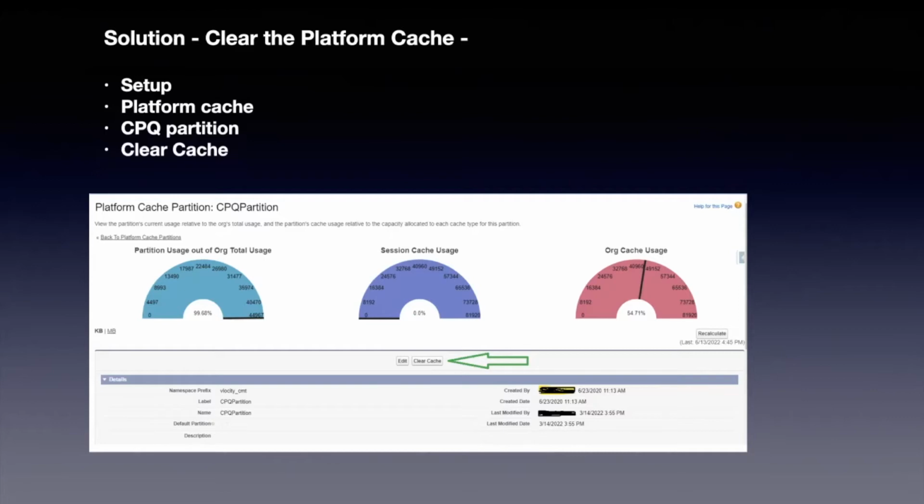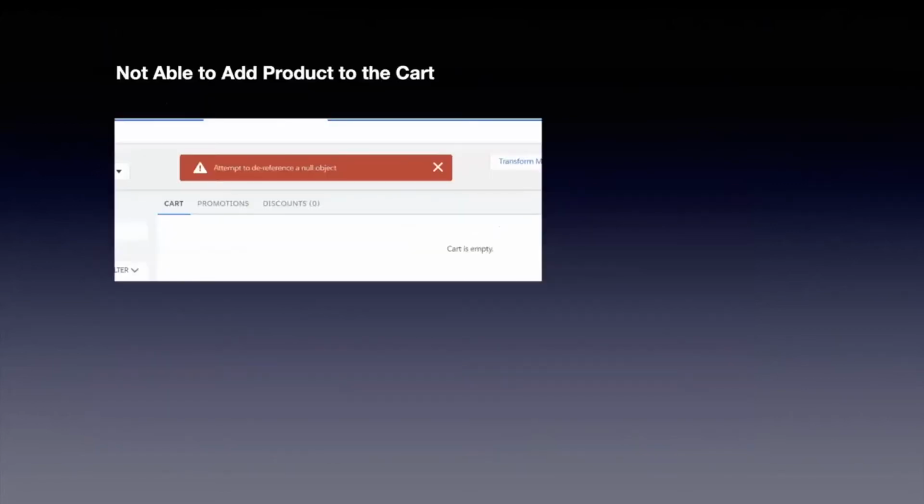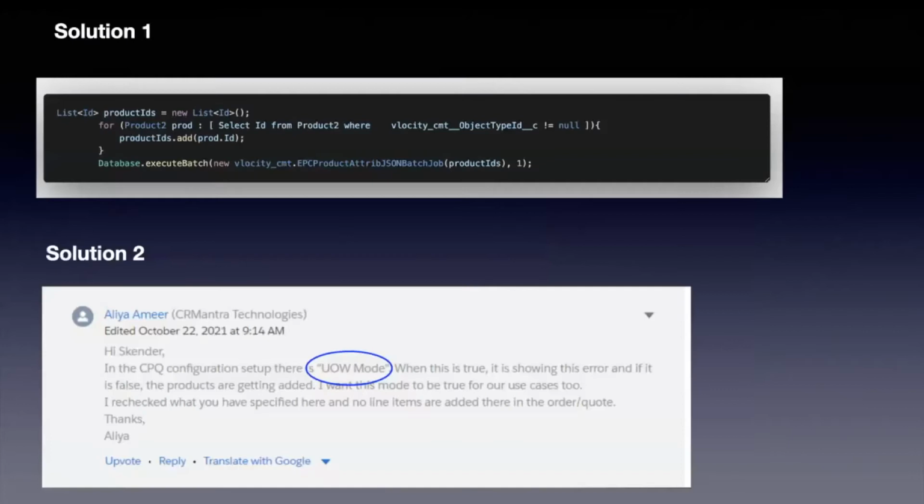Now moving to the next one. This is on the hybrid cart. Sometimes when we try to add a product to the cart, we get this error: attempt to dereference null object. There are mainly two issues around this. One is that the object type may not be properly synchronized, or the attributes which have been added to a product might have been corrupted. How can we solve that?